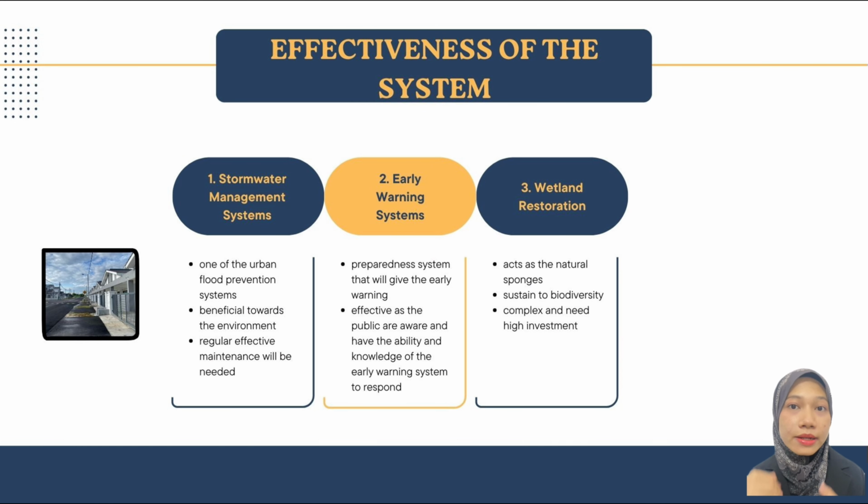For the last one, wetland restoration. Wetland restoration acts as a natural sponge, soaking up extra water and lowering flood peaks. It is very good in reducing the likelihood of flooding. Wetland restoration can be sustained through biodiversity as it enhances water quality, offers wildlife habitats and prevents flooding. It may be complex and need high investment, but given the long-term benefits, it is worthwhile.